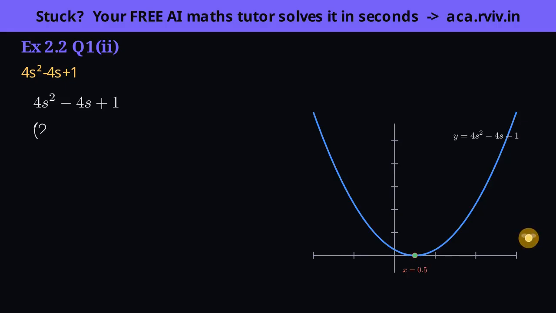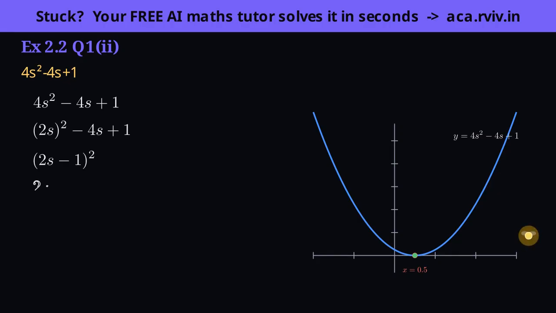Test the two end terms. 4s squared is 2s all squared, and 1 is 1 squared. Both ends are perfect squares, which is the first hint. Confirm the middle. For a minus b all squared, it must be minus 2 times 2s times 1, which is minus 4s, and that's exactly our middle term. So it collapses to 2s minus 1, all squared.